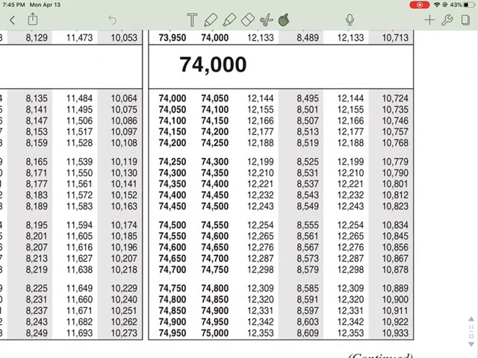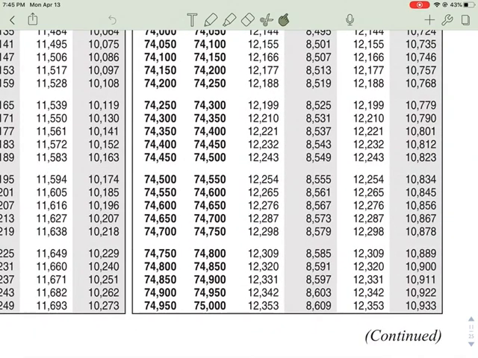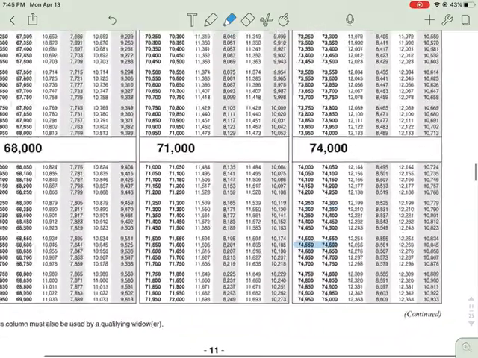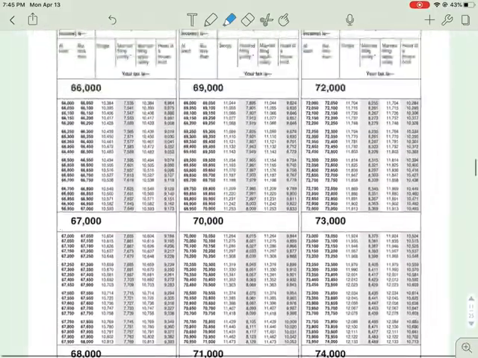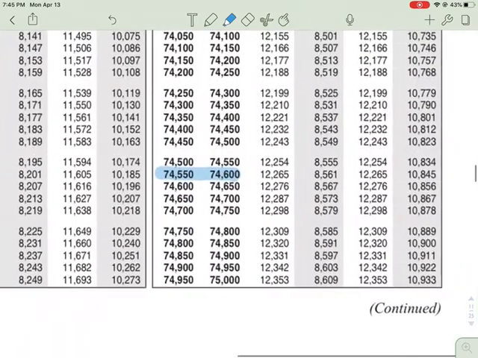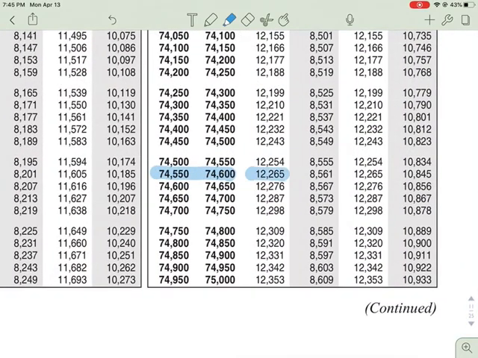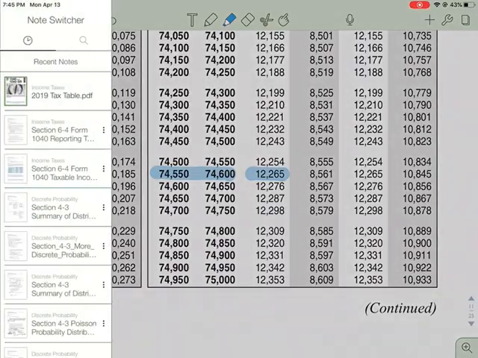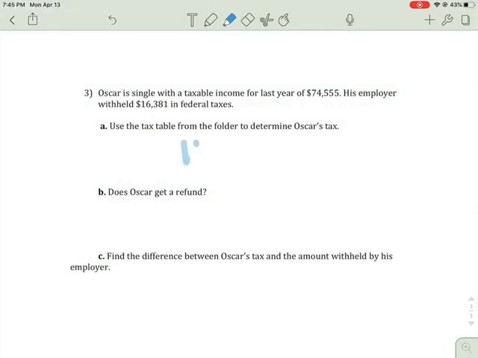Now remember, you can find this in one of your folders, and I think I did add it into this week's folder. So we're looking at $74,555. That's going to be found right in this interval. And he is single, so let's see which column that would be. That's the first column. So it's $12,265. And that is how much he owes according to the government.